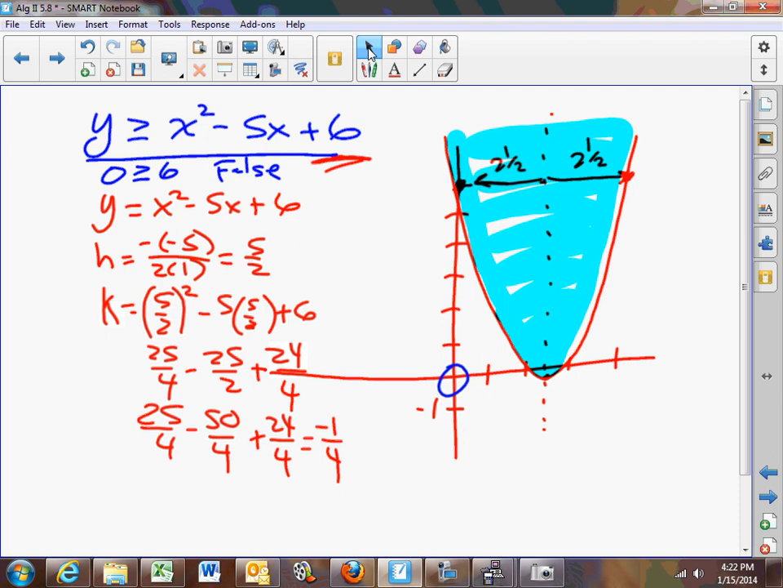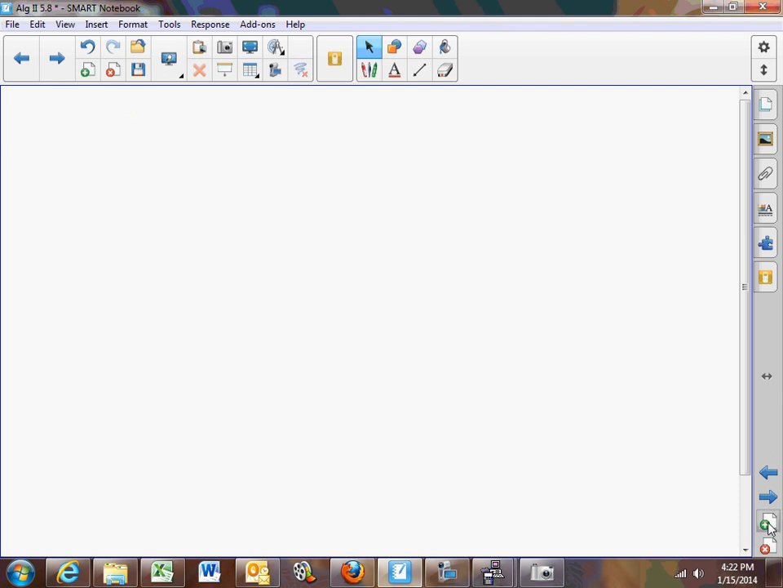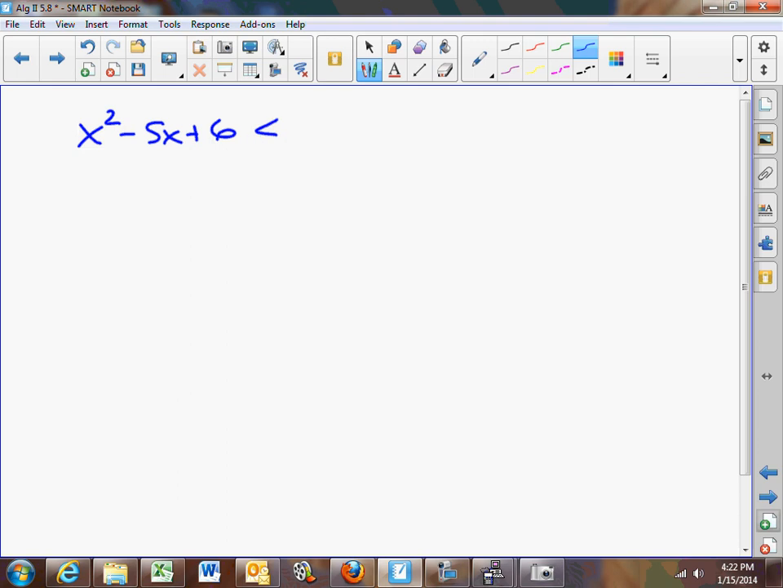So let's take a look at a quadratic inequality in one variable, and I'm going to use one that's very similar to the one that you just saw. Let's use x squared minus 5x plus 6 is less than 0, okay? Now, what we can do now is we can solve this by graphing.